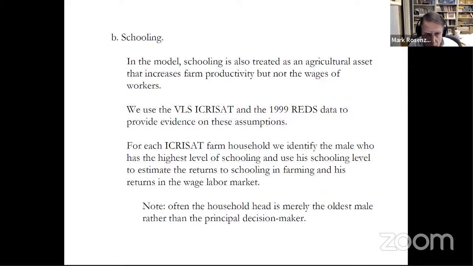So now schooling. All right. So in the model, we treat schooling as an agricultural asset that increases farm productivity, but not the wages of workers.